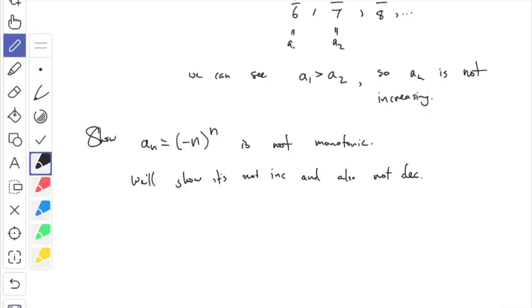I'm going to do the same thing, though. Let's just write out a few terms and see if we can find one where it doesn't increase and find another one where it doesn't decrease. That's the idea here. So let's write some terms.